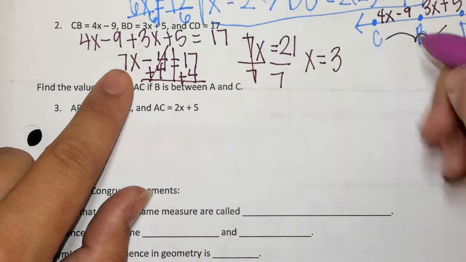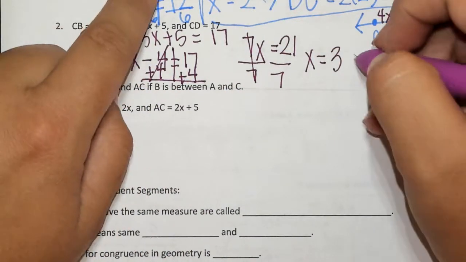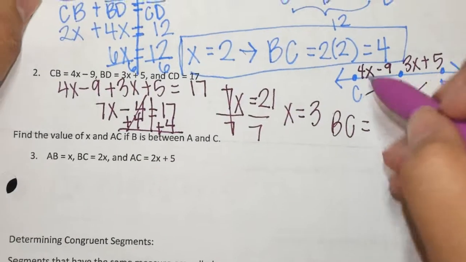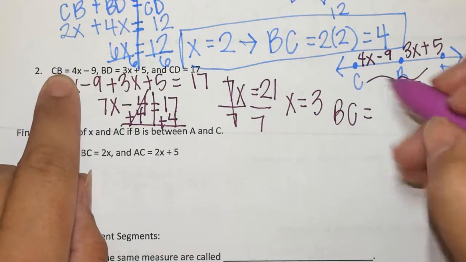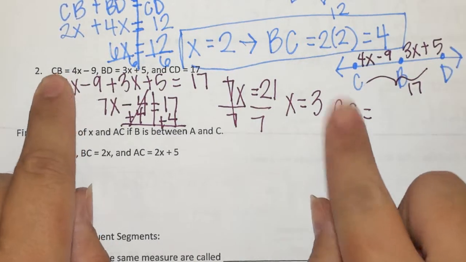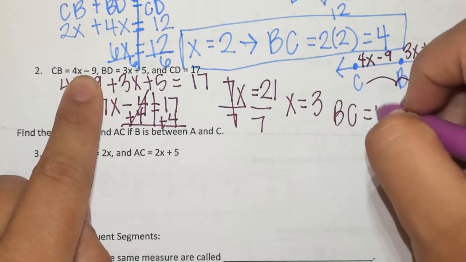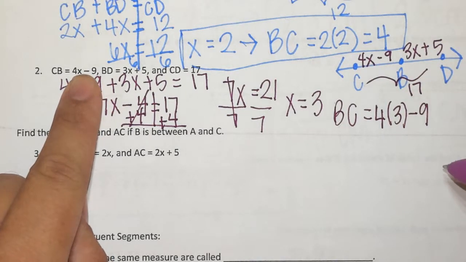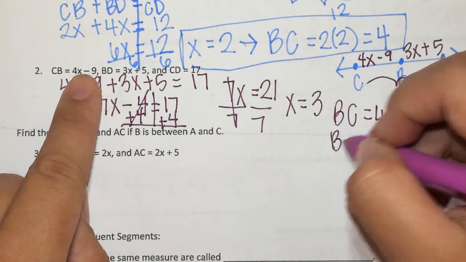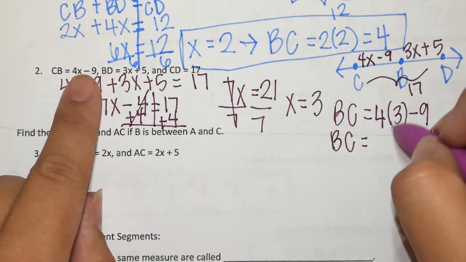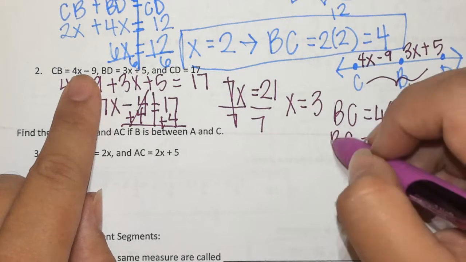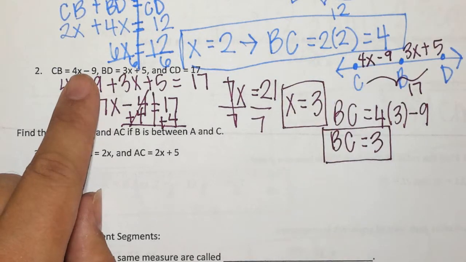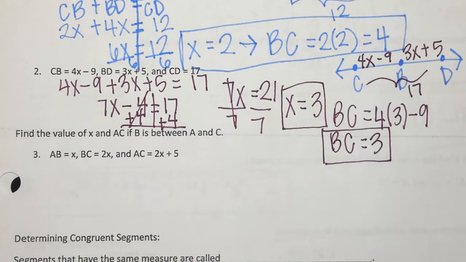Okay, now we're not done. We have to plug it in. So we have to find BC. So I have x equals 3. Now BC is the same as CB. Those are the same. So let's plug it in. 4 times 3 minus 9. So that's 12 minus 9, which is 3. So those two are your answers.